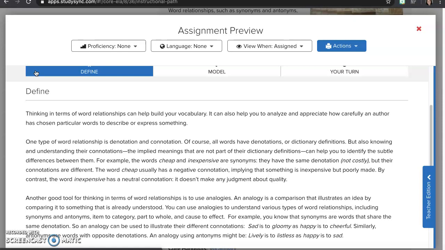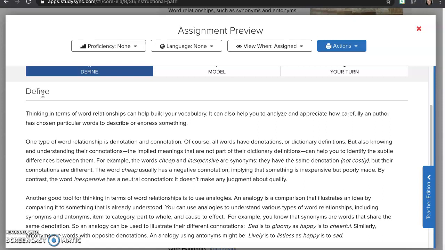It can also help you to analyze and appreciate how carefully an author has chosen particular words to describe or express something. One type of word relationship is denotation and connotation. Of course, all words have denotations or dictionary definitions, but also knowing and understanding their connotations, the implied meanings that are not part of their dictionary definitions, can help you to identify the subtle differences between them.